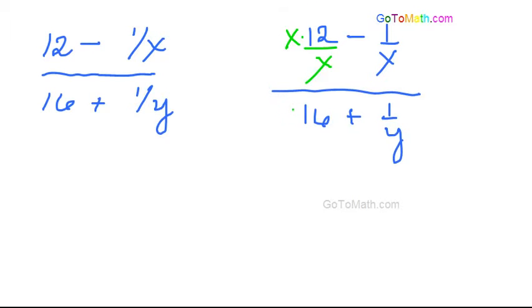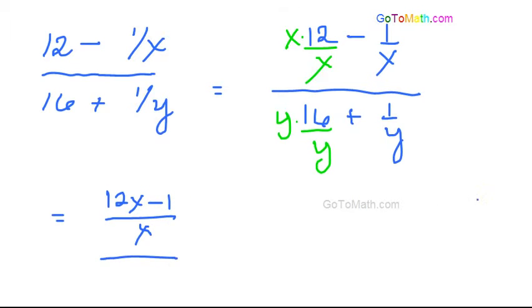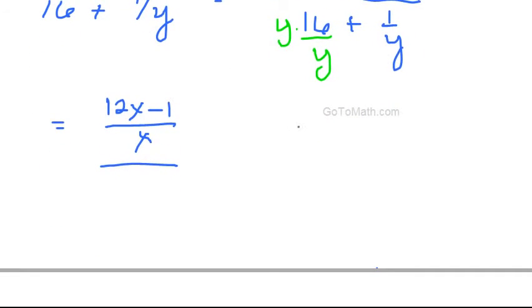So we need a y down here, but we have to write a y up in the numerator. Not too bad. We'll continue this right over here. We'll write equals there. So this is going to end up being 12x minus 1 over x, and then we have 16y plus 1 over y. You like that?